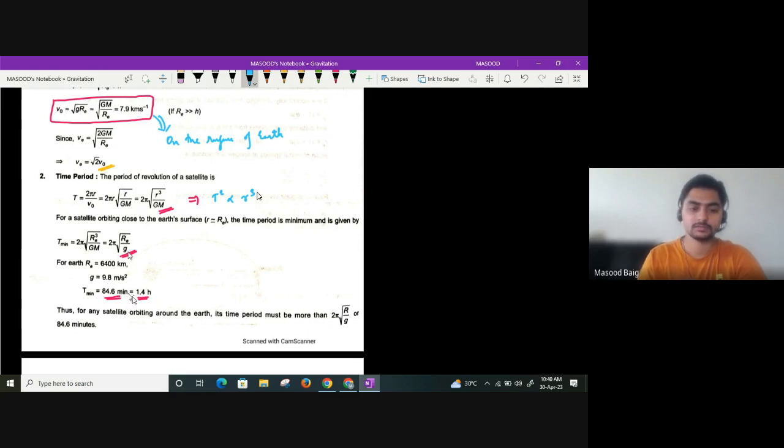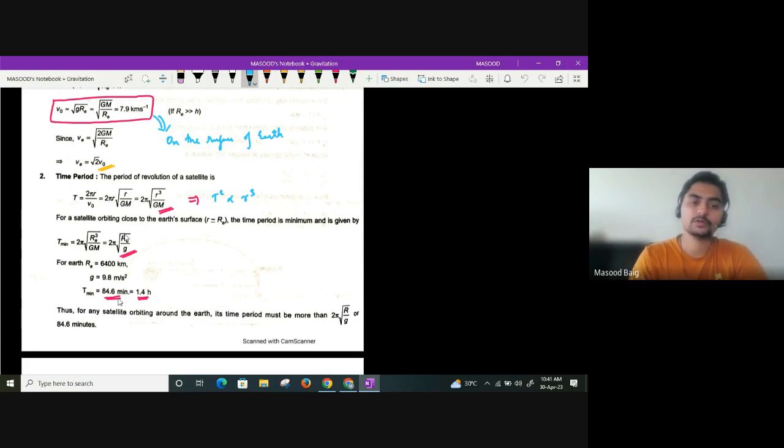Is that clear? Near about 85 minutes, we can say. So in order to ensure that the satellite revolves around the Earth in a circular path, I should give a speed called orbital speed, guys. On the surface, that will be root over GM by capital R. At any point above, which is at a distance small r from the center, it will be root over GM by r, guys.